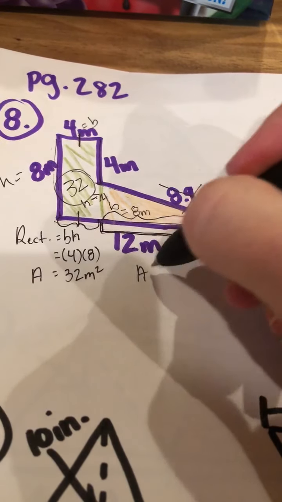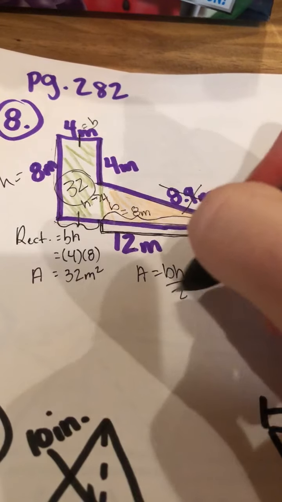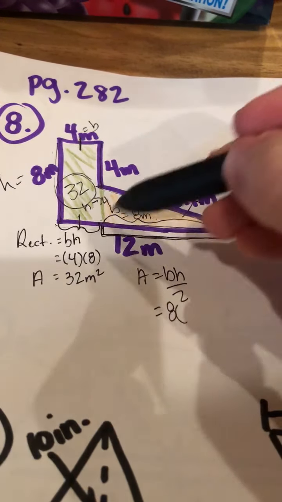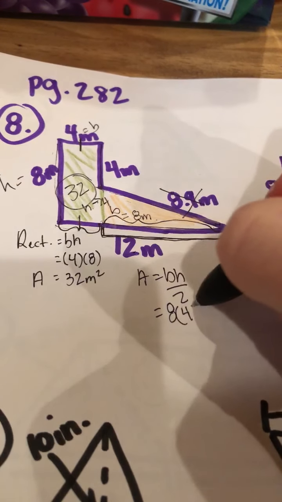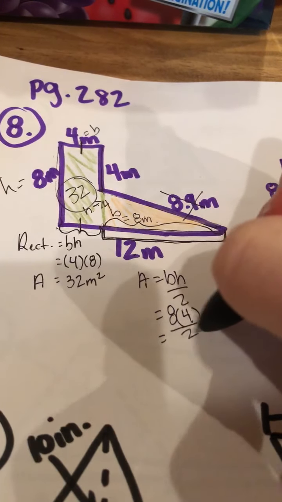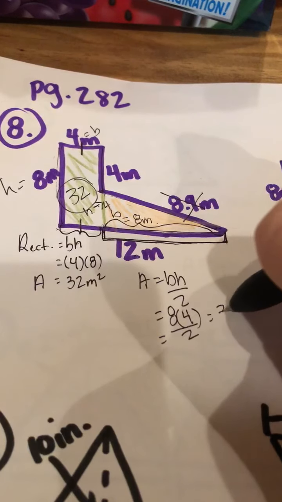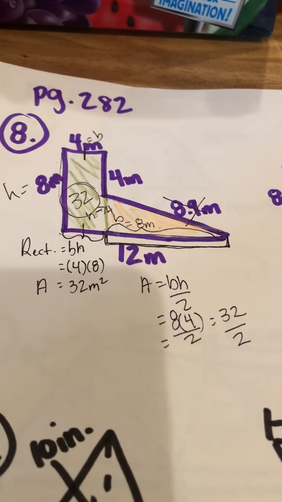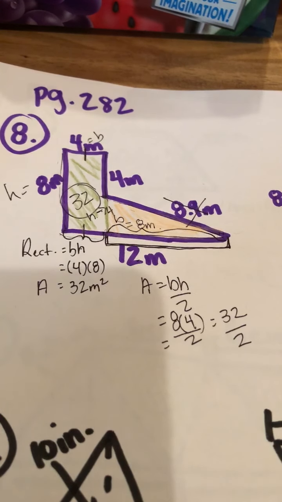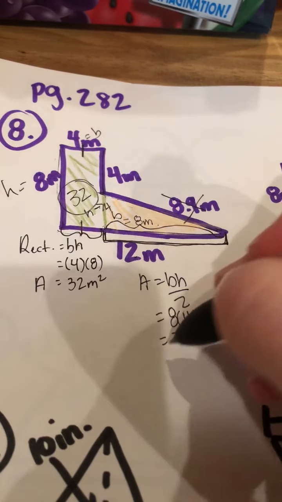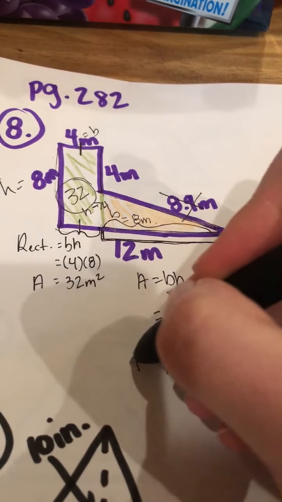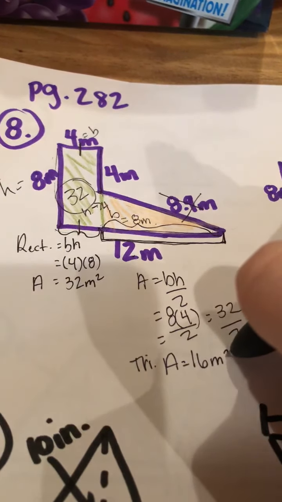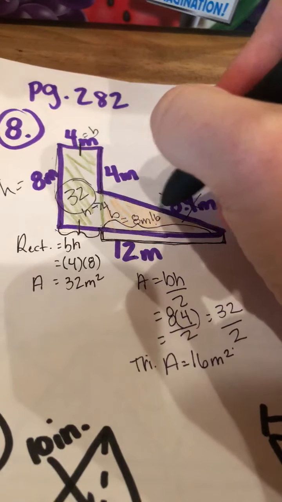So the area, base times height divided by 2, the base we said was 8, the height was 4, and we are dividing by 2, which is 32 divided by 2, should be 16. 16. So the area of the triangle equals 16 meters squared. So I'm going to put a 16 in there.